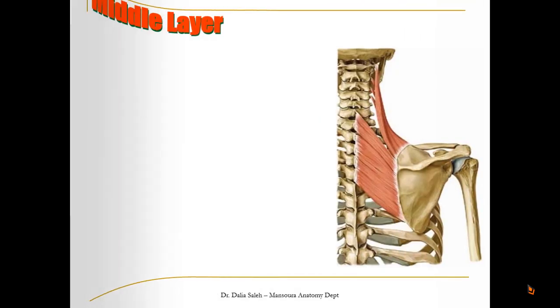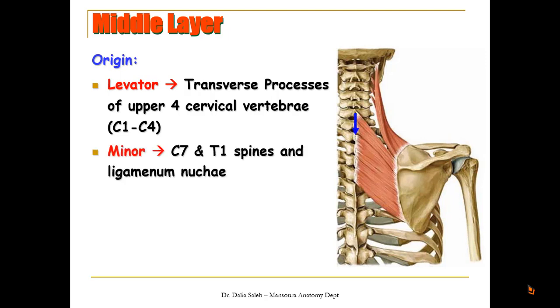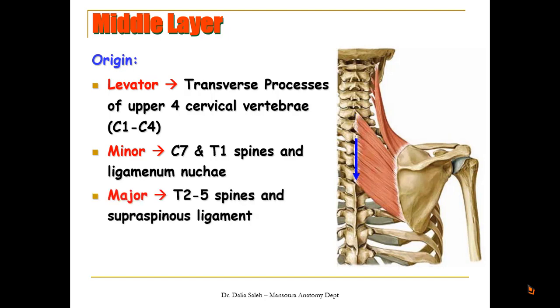Now we move to the middle layer. If you remember, we have 3 muscles here: the levator scapulae, the rhomboid minor, and the rhomboid major. The levator scapulae originates from the transverse processes of the upper four cervical vertebrae, while the rhomboid minor originates from the spines of C7 and T1 and also from the ligamentum nuchae. Below it lies the origin of the rhomboid major from the spines of the second to the fifth thoracic vertebrae, and also from the supraspinous ligament.